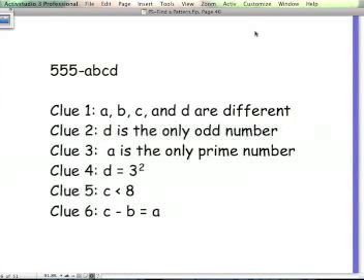Now it's your turn to find the missing digits of a telephone number. Clue number 1. A, B, C, and D are all different. Clue number 2. D is the only odd number. You mean like 1, 3, 5, 7? Clue 3. A is the only prime number. And don't forget, prime numbers only have 2 factors, itself and 1. Clue 4. D equals 3 squared. And when we square something, we multiply the base by itself. Clue 5. C is less than 8. And clue 6. C minus B equals A.